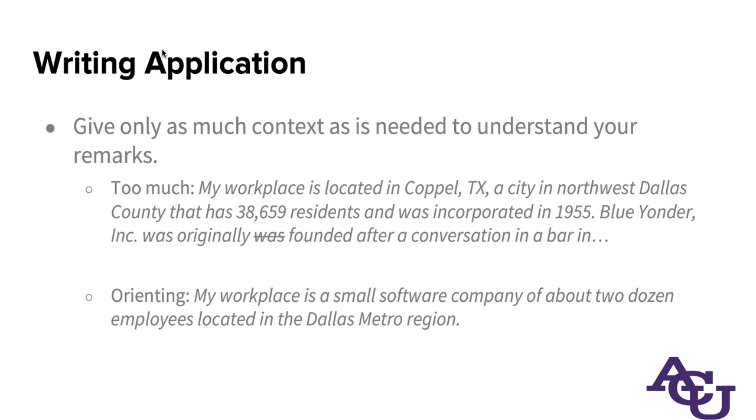Alright, so here's an example of how to orient. Give the big picture view and specifics that matter to what you're doing. Like, my workplace is a small software company of about 24 employees located in the Dallas metro region. So we have the general area, so that might give you some idea about regulations or the regulatory framework or the job market or things like that. So there's a lot that saying just Dallas metro region leads the reader to.